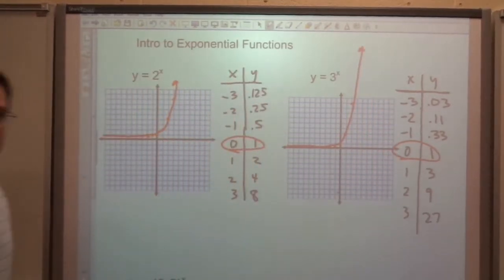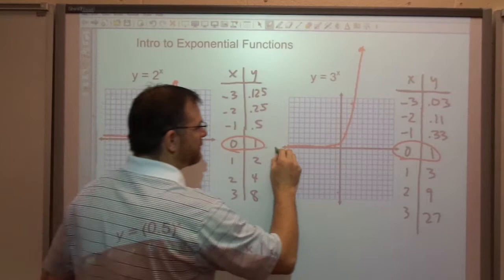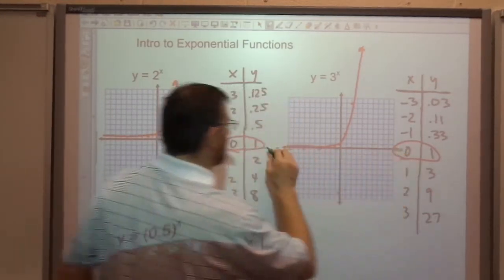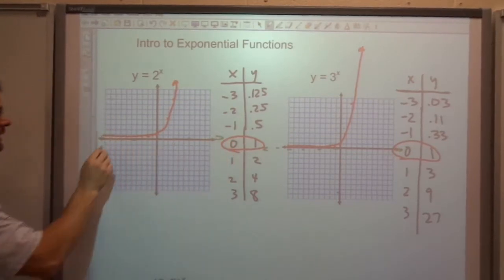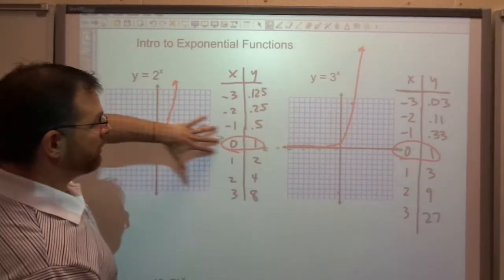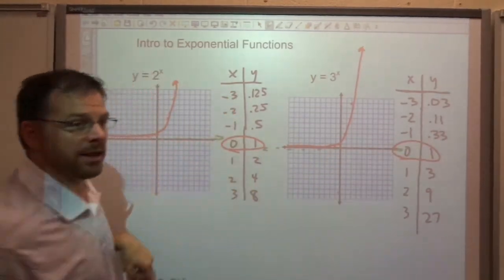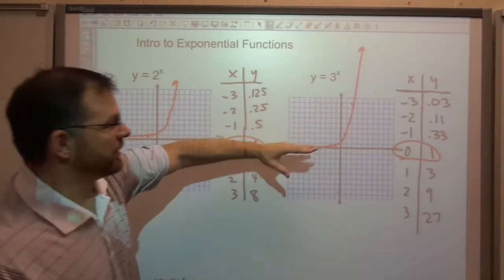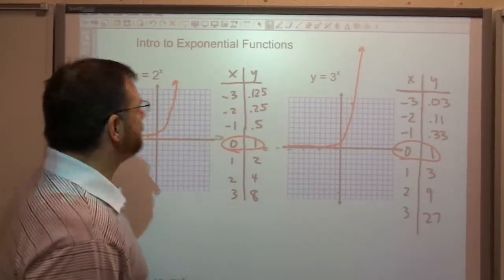Okay, so if you notice the things that are similar between these two, they are never going to hit 0. There's an asymptote here at y equals 0. Same thing here. Never going to touch it. It's going to get closer and closer and closer. So the domain is all reals, negative infinity to positive infinity. The range is 0 but not included all the way to positive infinity because it's going to keep going up.